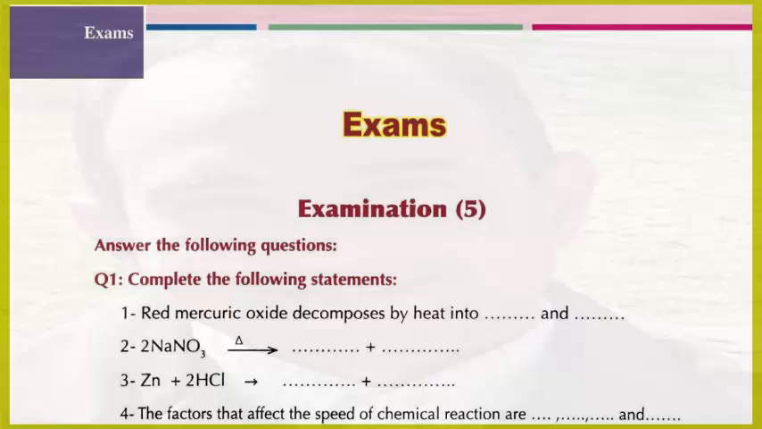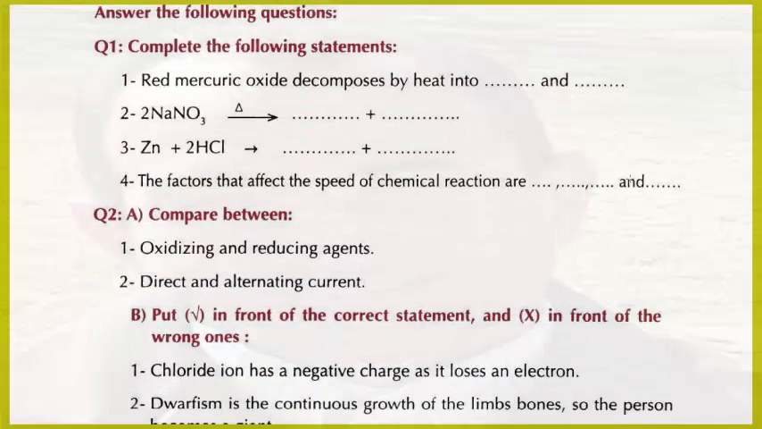Examination number 5. Complete the following statements. Number 1. Red mercuric oxide decomposed by heat into space and space, mercury and oxygen gas.